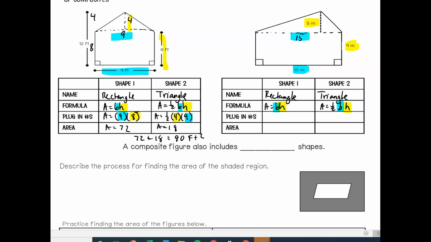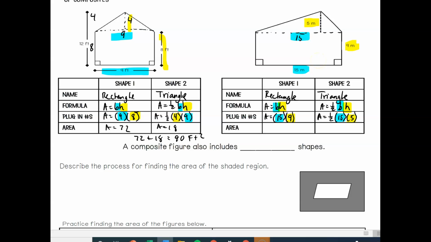So let's plug this in. As we know, the formula for a rectangle is just base times height, and the formula for a triangle is 1/2 base times height. So let's plug in our numbers. Rectangle, our base is 15, our height is 9, so just 15 times 9. And for our triangle, again, our base is 15, and our height is 5.